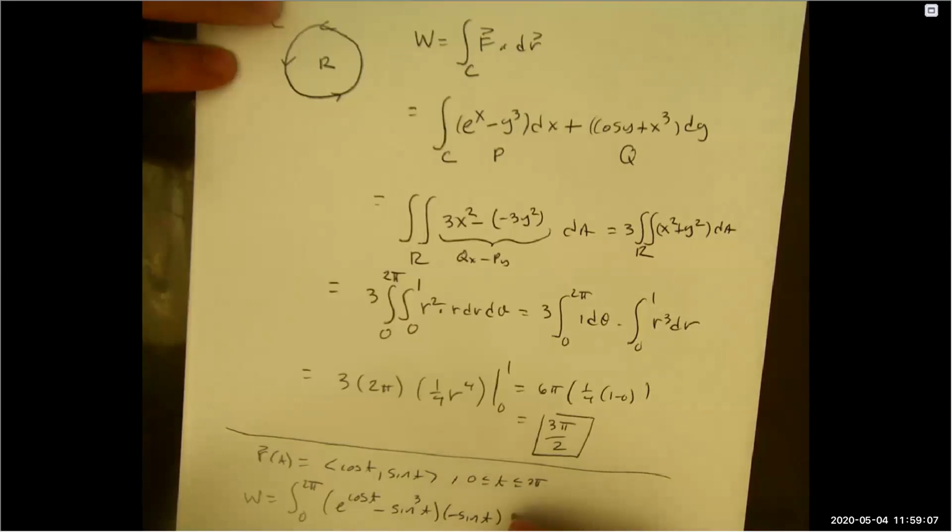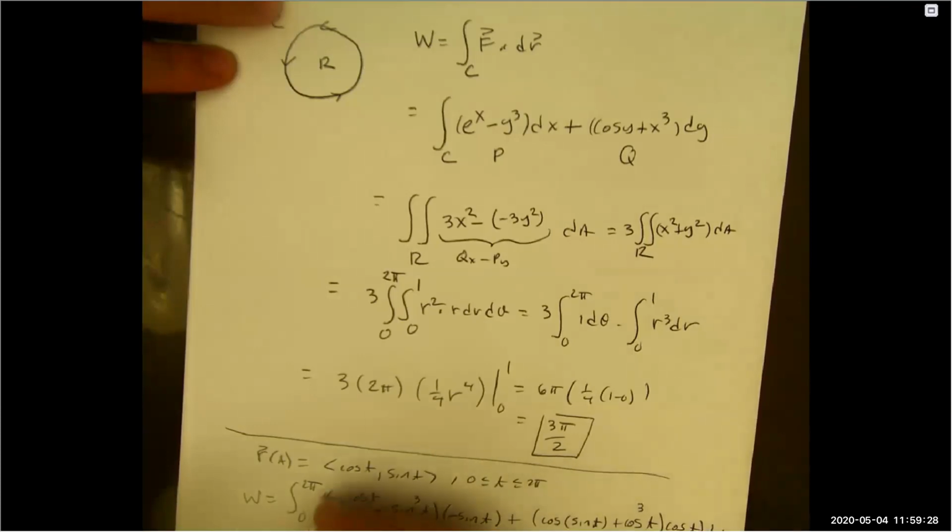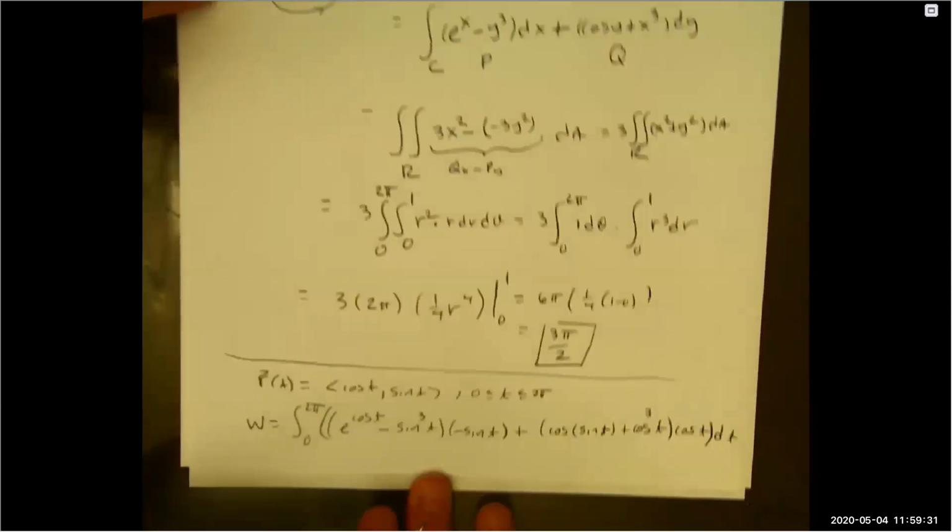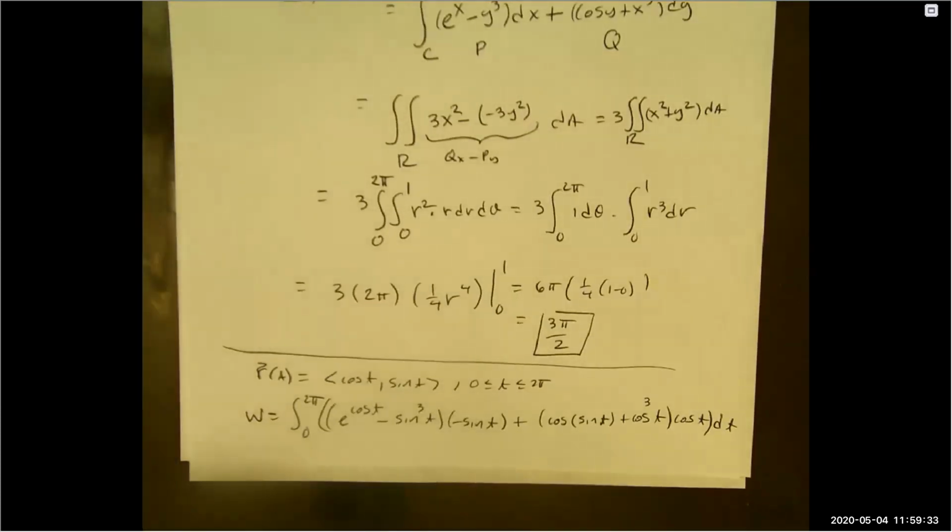And then plus, you're going to have cosine of sine of t plus cosine cubed times cosine t all dt. Ooh. And so we have all that to integrate. So I'm not going to do it, but you can see it's going to be kind of a bear.